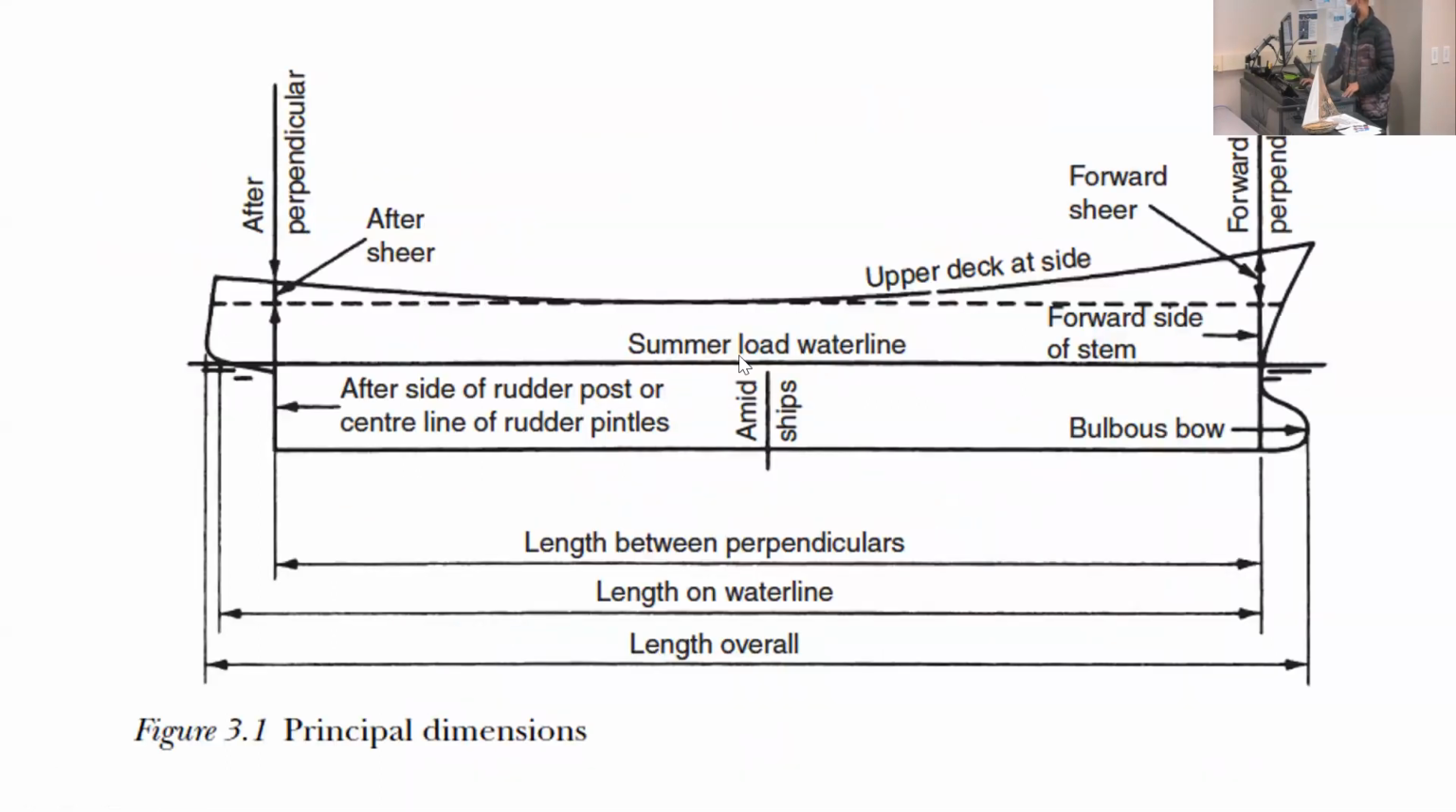All right, so I think we're more or less familiar with everything here now. Aft perpendicular, shear, we don't care about. Midships, submerged, load waterline, LP, LWL, LOA. So those are the basic ways to describe what the hull geometry looks like. All good?